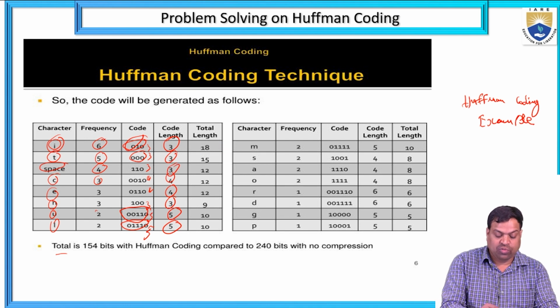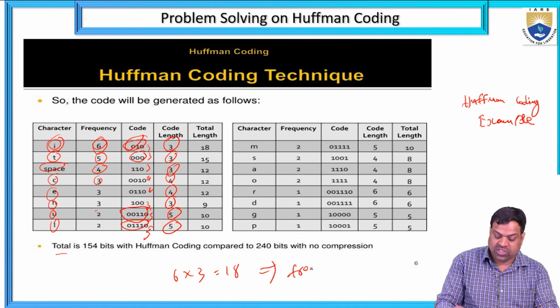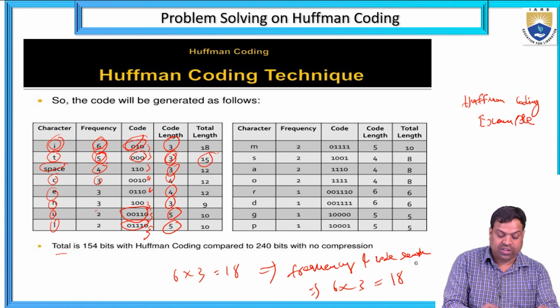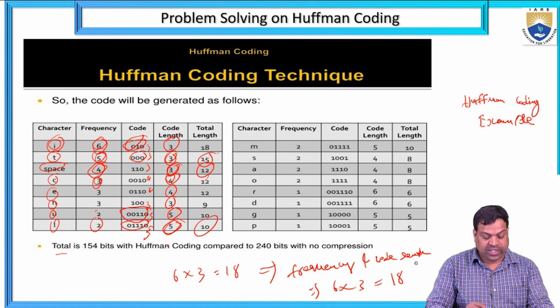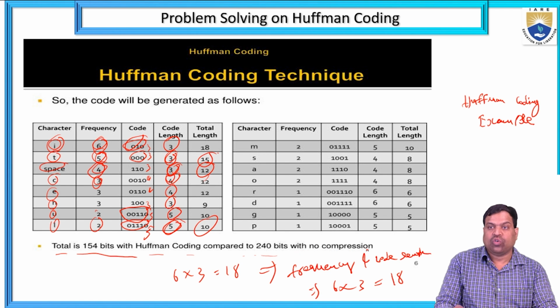Total length, how much? The frequency is 6 and the code length is 3, so 6 into 3 is equal to 18. How am I getting that? Frequency into code length. Like this, frequency equal to 5, code length equal to 3, total 5 into 3, 15. Frequency 4 and 3, 12. Frequency 3 and 4, 12. So on, 2 into 5, 10. So it is 154 bits with Huffman coding compared to 240 bits with no compression.